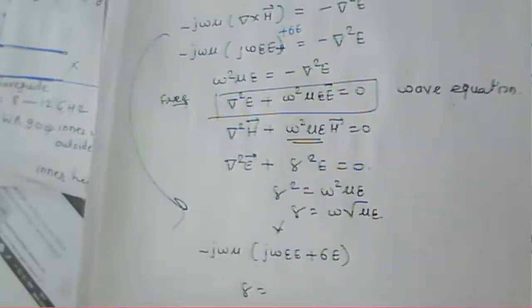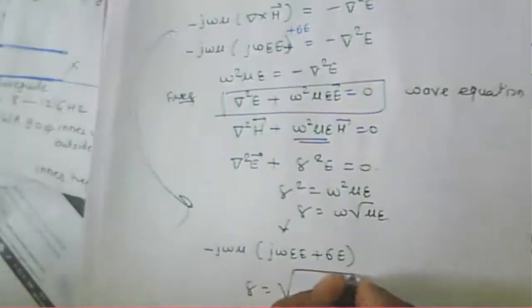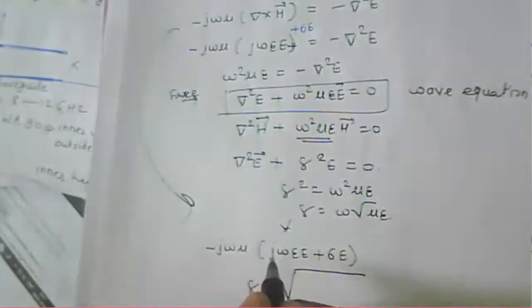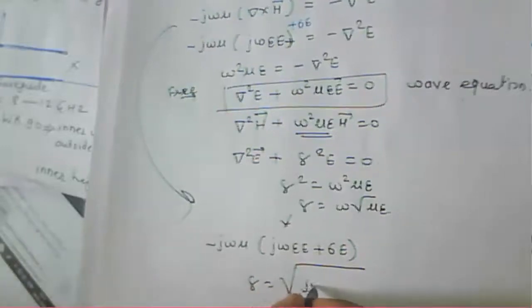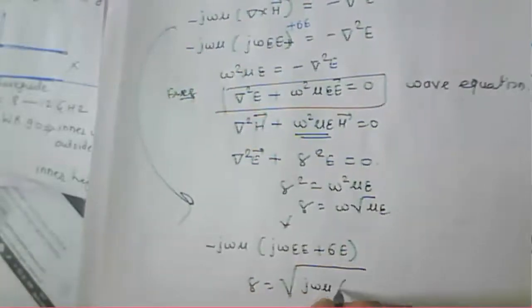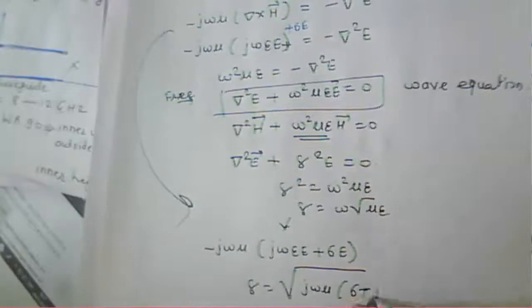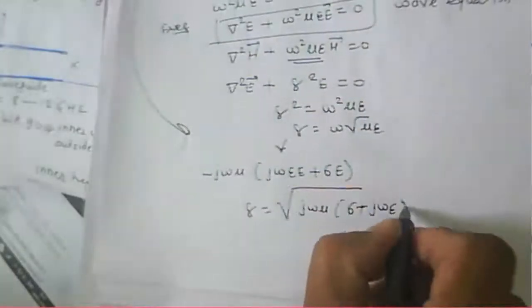So in that case, gamma is equal to what? It is nothing but the square root of what? This term is j omega mu, in bracket sigma plus j omega epsilon. Okay, this one. So I have written it directly.